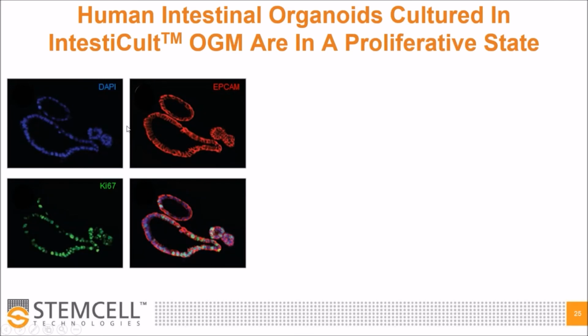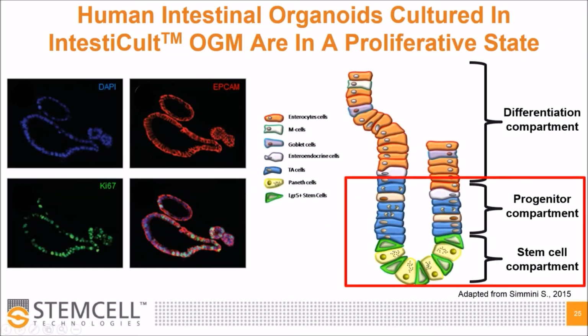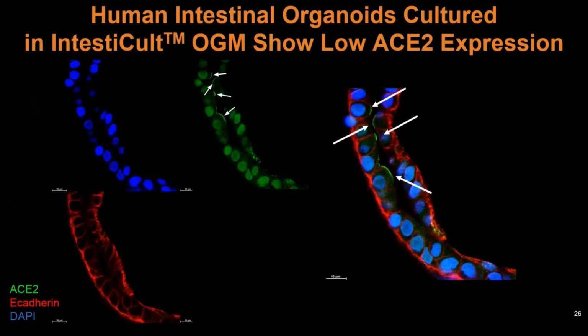We characterized the organoids grown in IntestiCult OGM, and we show by staining, positive staining for Ki67, that these organoids present cells that localize mostly in the crypt region of the intestinal epithelium. We asked the question whether the organoids can express ACE2 on the apical side. So we performed the staining and we observed a low expression of ACE2 on the organoids cultured in IntestiCult OGM.